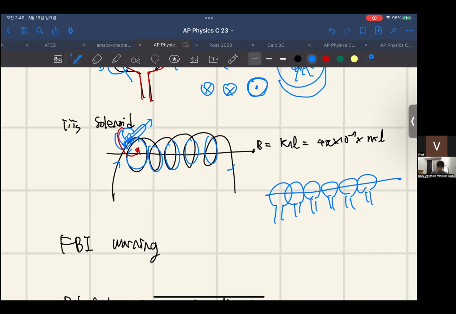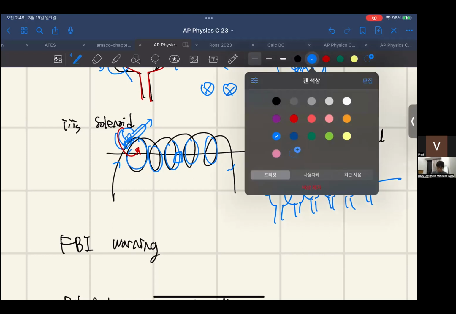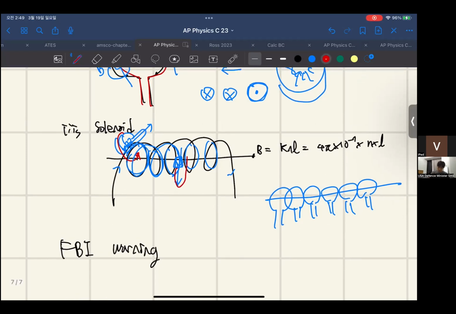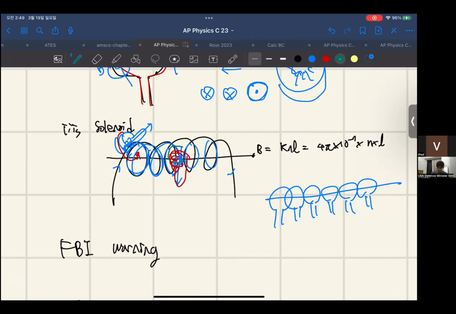Let's think about a different point, this point. At this point, you have current flowing down. So you have current flowing in this way. So if you place your right thumb like this, it's going to look like this. Thus, you would have the magnetic field in this direction.